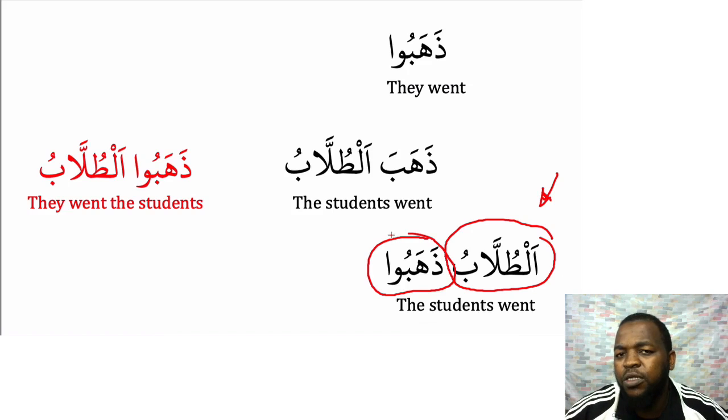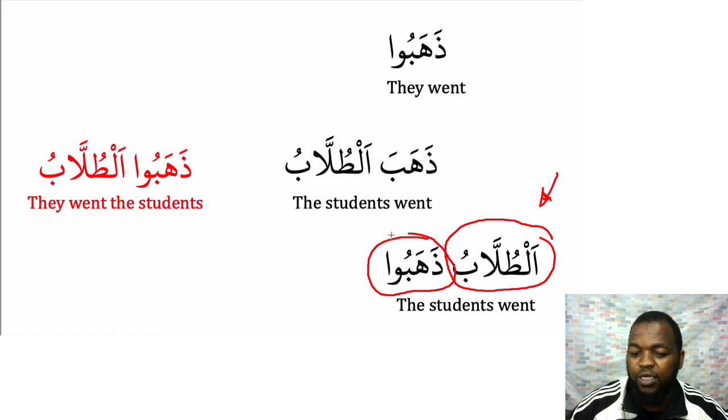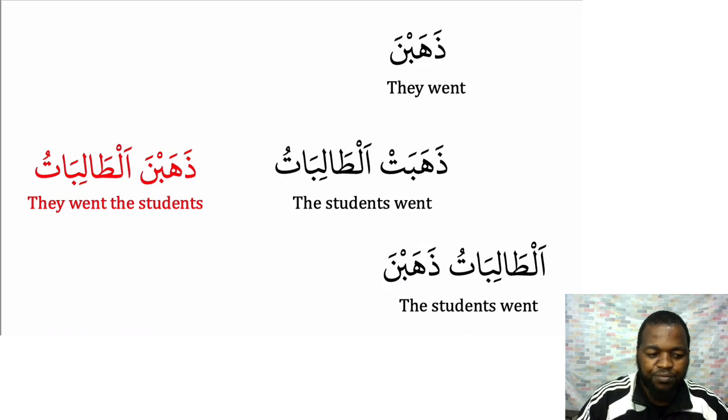And how do you describe this predicate? This predicate is a verbal sentence. And in this verbal sentence, remember, the subject of the verbal sentence, not the subject of the nominal sentence. The subject of the nominal sentence is this, atulabu. Now, the subject of the verbal sentence is this wow, and the verb is dhahaba. So this is the difference. I hope you have understood it.